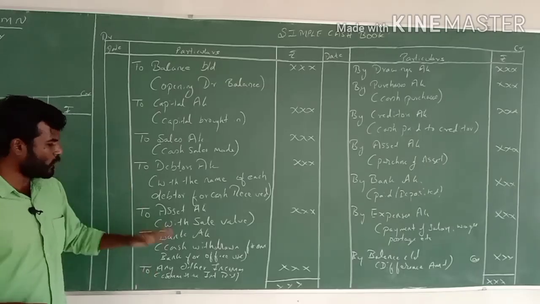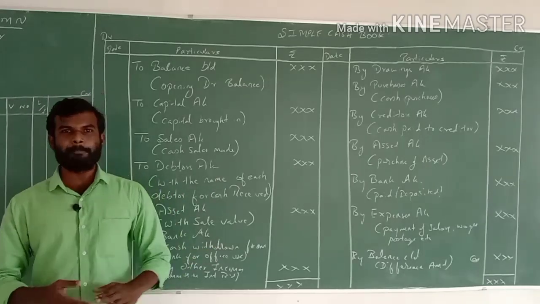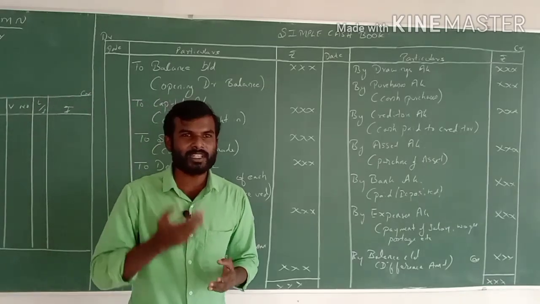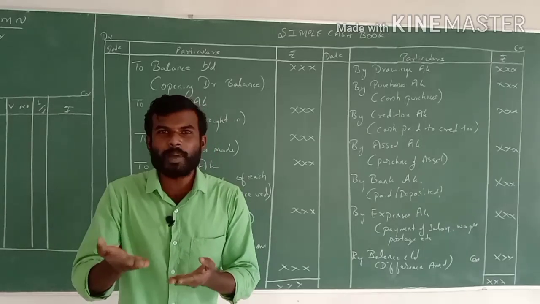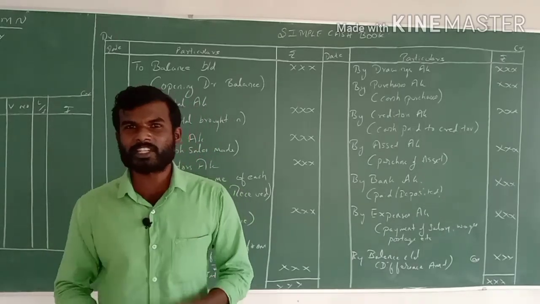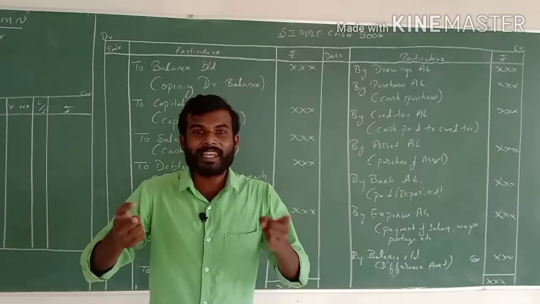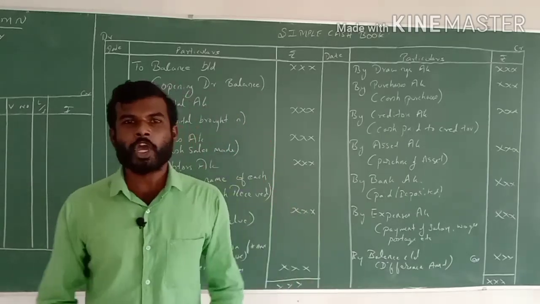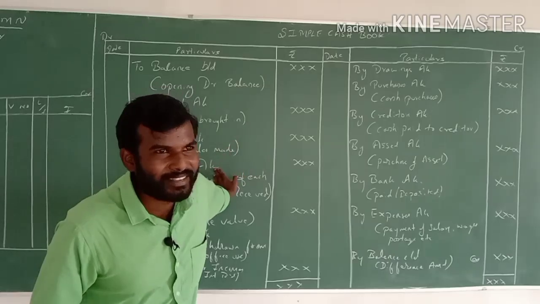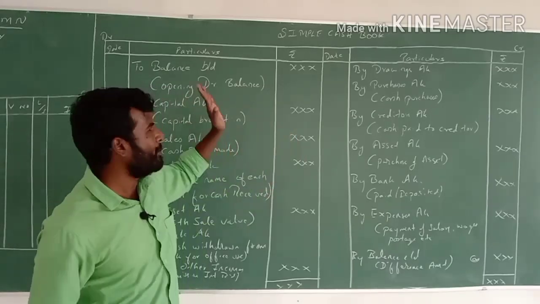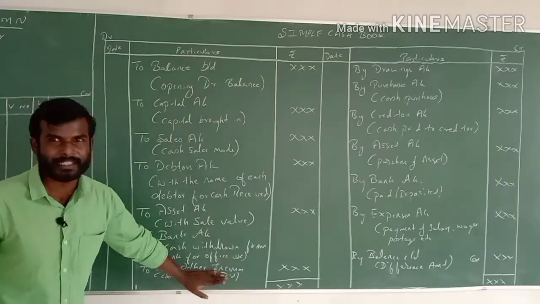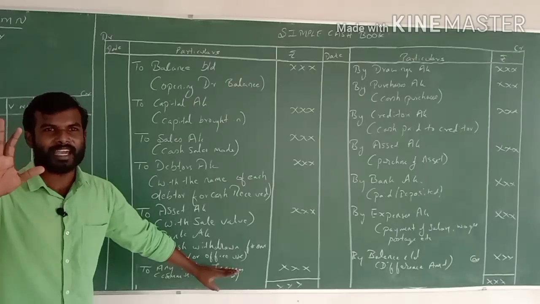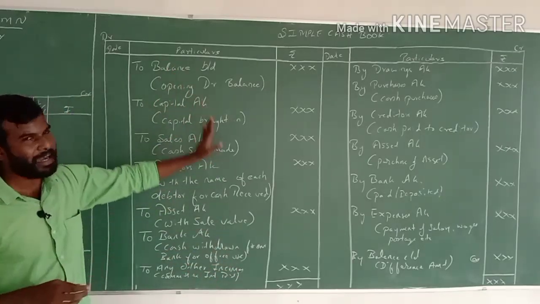So next point, to any other incomes. For example, commission received. Commission received means what happens? The cash balance increases. Interest received means what happens? The cash balance increases. Whenever the cash balance increases, it should be recorded under the debit side. So debit side represents all the receipt items. Whenever the cash increases, you should record it under the debit side.